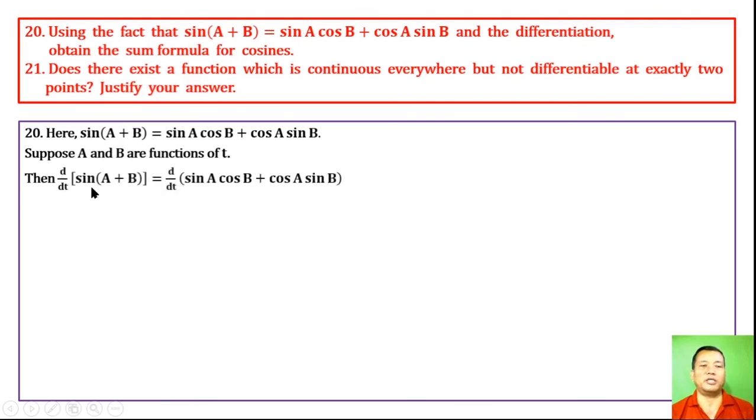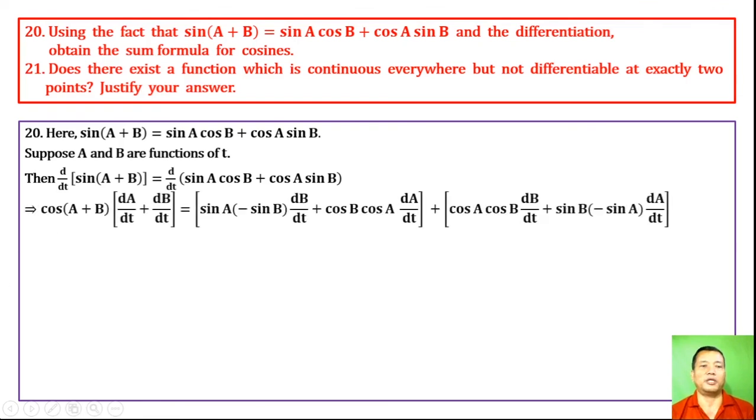Then d by dt of sine of a plus b is equal to d by dt of sine a cos b plus cos a sine b. For the left side, the derivative gives cos of a plus b, but since a plus b is a function of t, we have to multiply by dA by dt plus dB by dt. And for the right side, we have to apply the product rule.